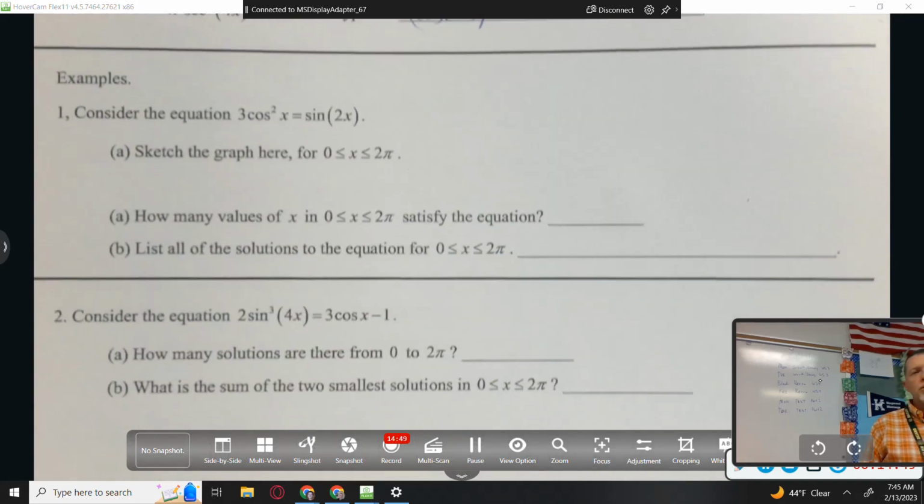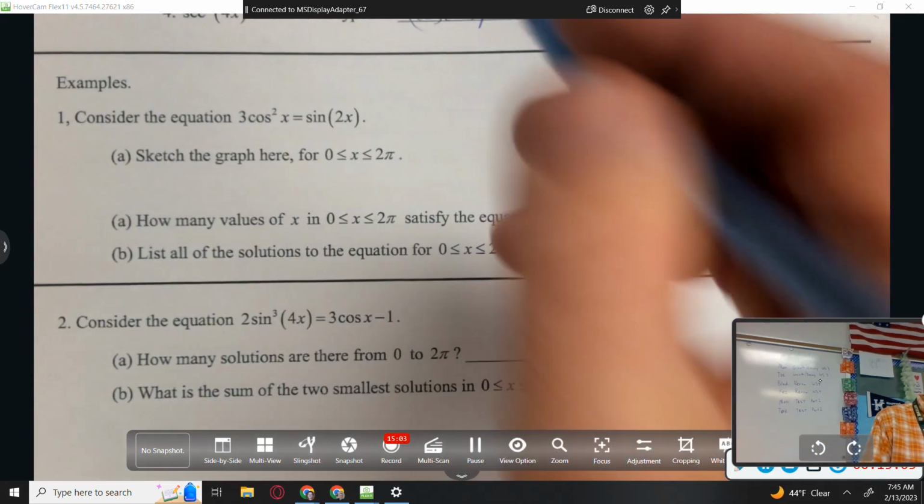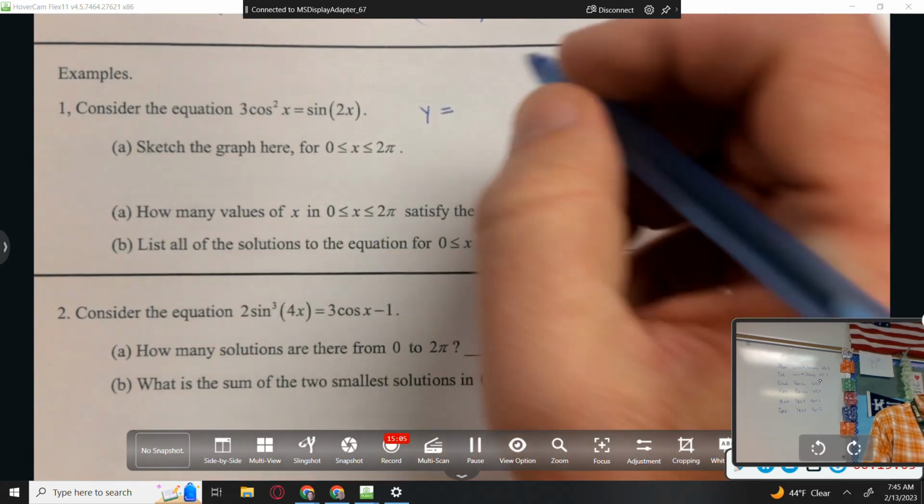All right, number 1. So grab your calculator. Consider that equation: 3 cosine squared equals sine of 2x. Like, I can't do that with algebra. Yeah, there's something squared, there's a 2x in there, that's going to be crazy. So instead, let's move things over.